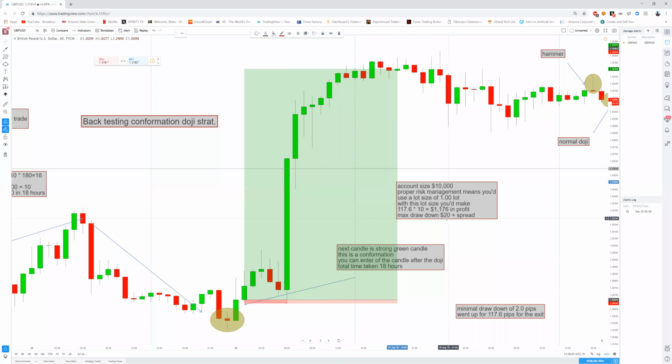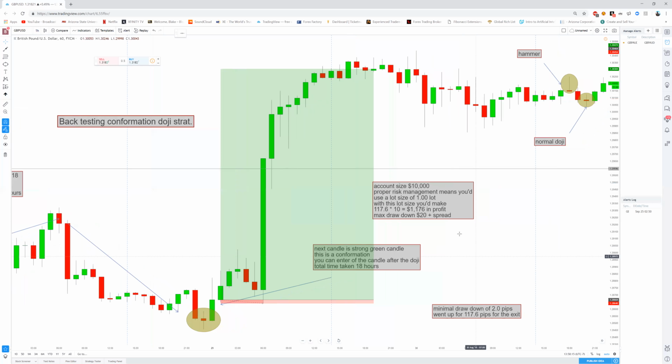You would have essentially 11.7% in profit, meaning $1,176 on that size of account. And this is a very realistic exit because this is a double top right here that we can see.